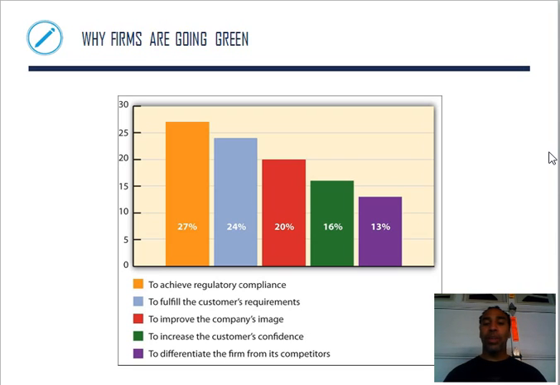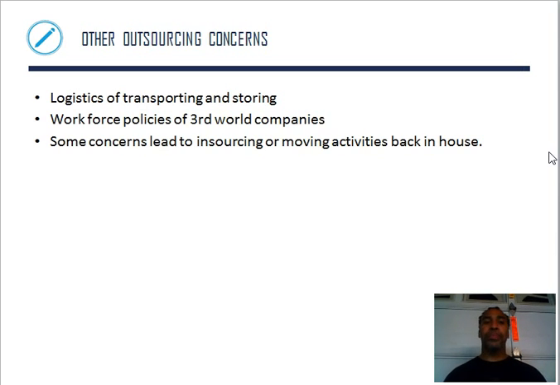To improve company image, 20%. To increase customer confidence, 16%. And 13% to differentiate the firm from its competitors. Other outsourcing concerns, so logistics of transportation and storing, right? So you have to ship them to me.